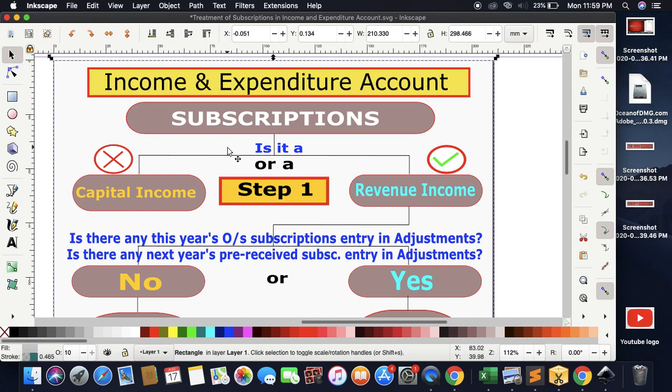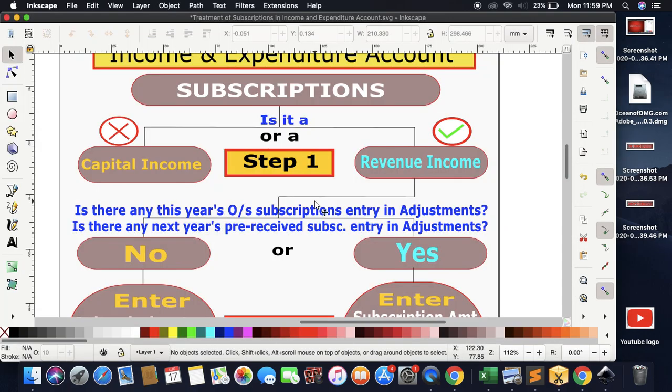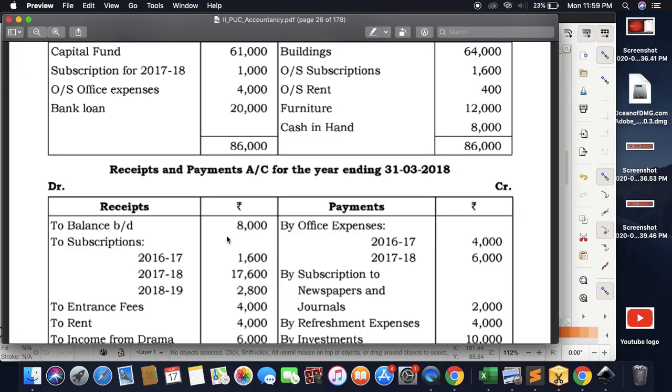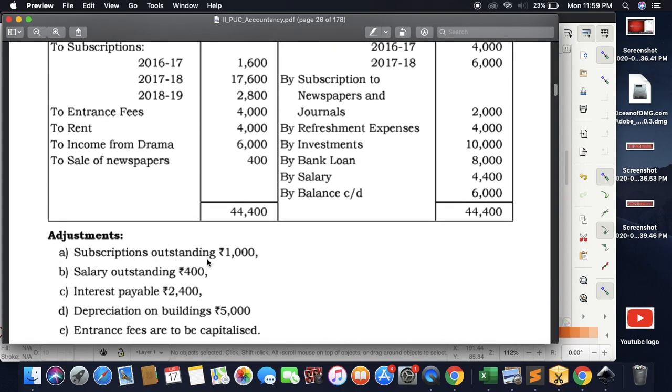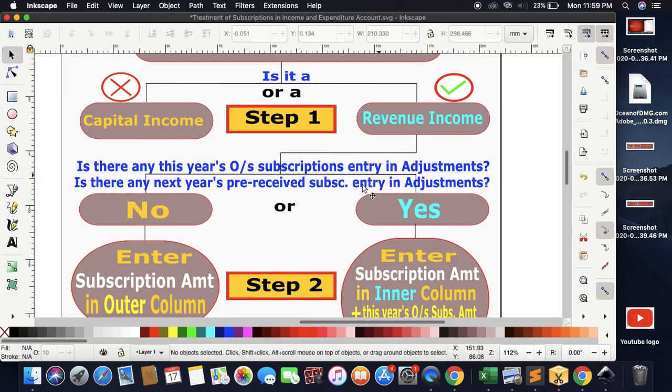First of all, you ask yourself, is it a capital income or a revenue income? It is a revenue income. That's how the organization makes money. That's why we are entering it on the receipts income side. Now, is there any this year's outstanding subscription entry in adjustments? As you can see, there is outstanding subscription. This you need to add. 17,600 plus 1,000. We need to add this.